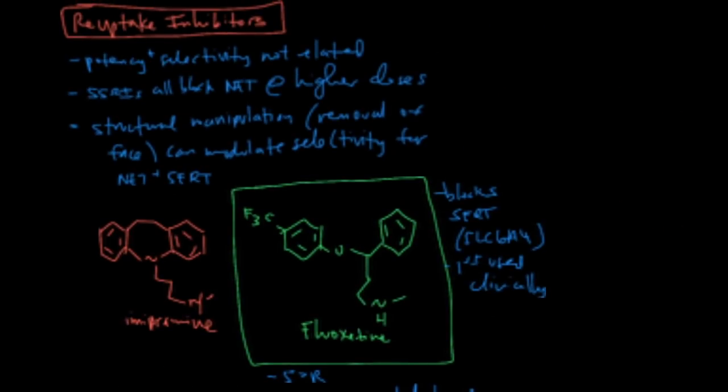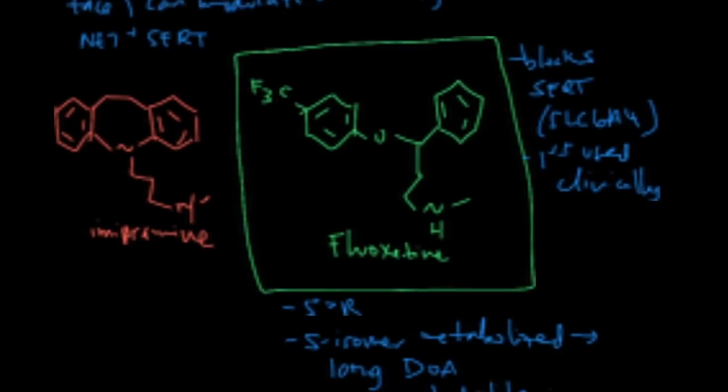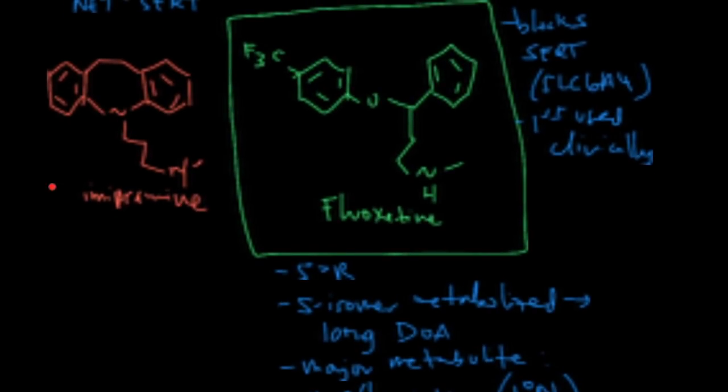Okay, so now we're going to talk about reuptake inhibitors. So just a few concepts. The potency and selectivity of your antidepressants are not related. All SSRIs block norepinephrine at higher doses. So even though you have selectivity for serotonin, you can also block the norepinephrine transporter at higher doses. And to get from your tricyclics to your SSRIs, you can remove one of the phenyl rings, which allows for increased selectivity over SERT, over NET. To illustrate this, you have your tricyclic antidepressant imipramine over here.